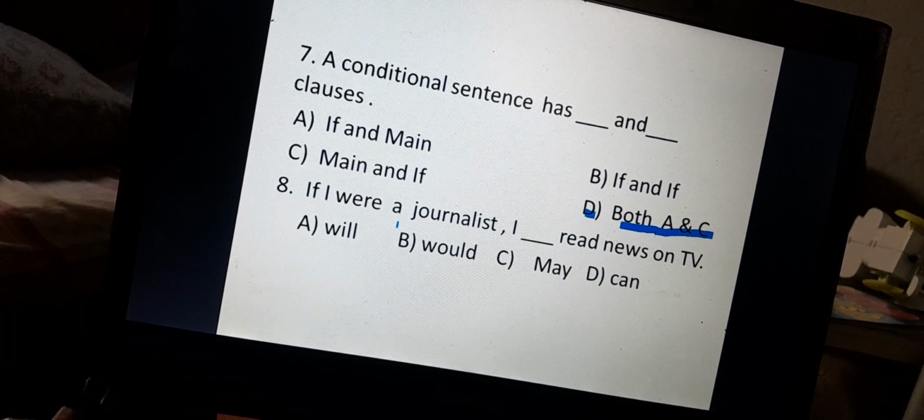Thank you. And number 8, if I were a journalist, comma, I blank read news on TV. So what is the appropriate alternative that can fill this blank space? A, will, B, would, C, may, and D, can. This is about conditional type 2. So the appropriate answer is B, because if I were a journalist, I would read news on TV. Thank you for responding correctly to this question.